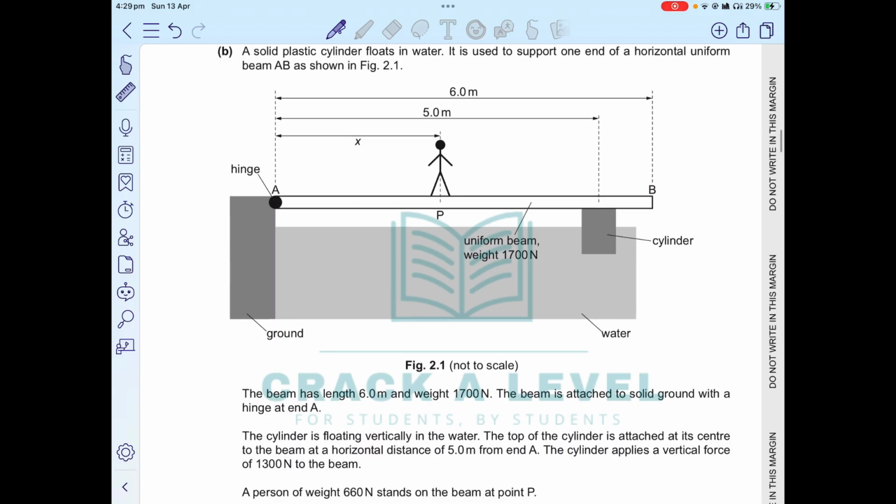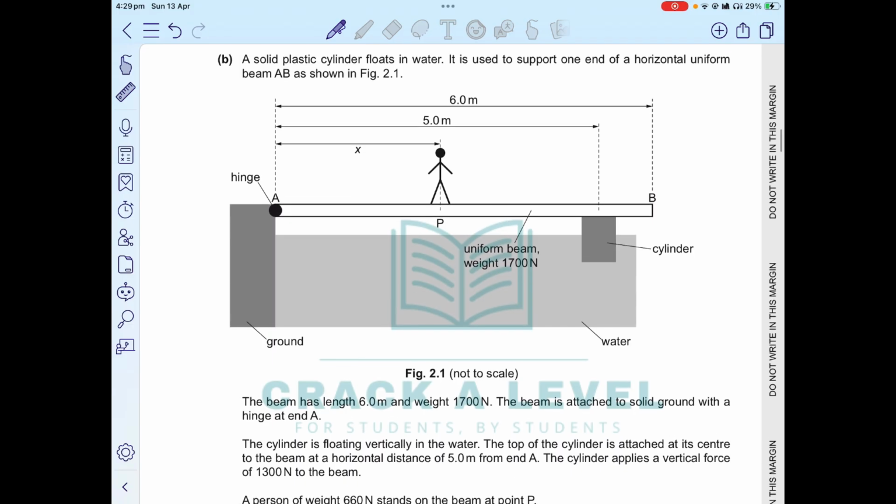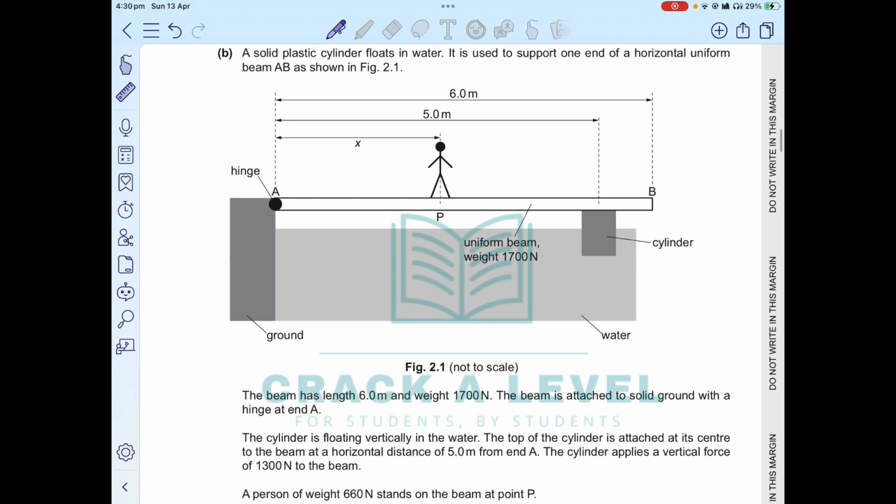A solid plastic cylinder actually floats in water. It is used to support one end of a horizontal uniform beam AB as shown in figure 2.1. The beam now, okay, so we have a hinge.